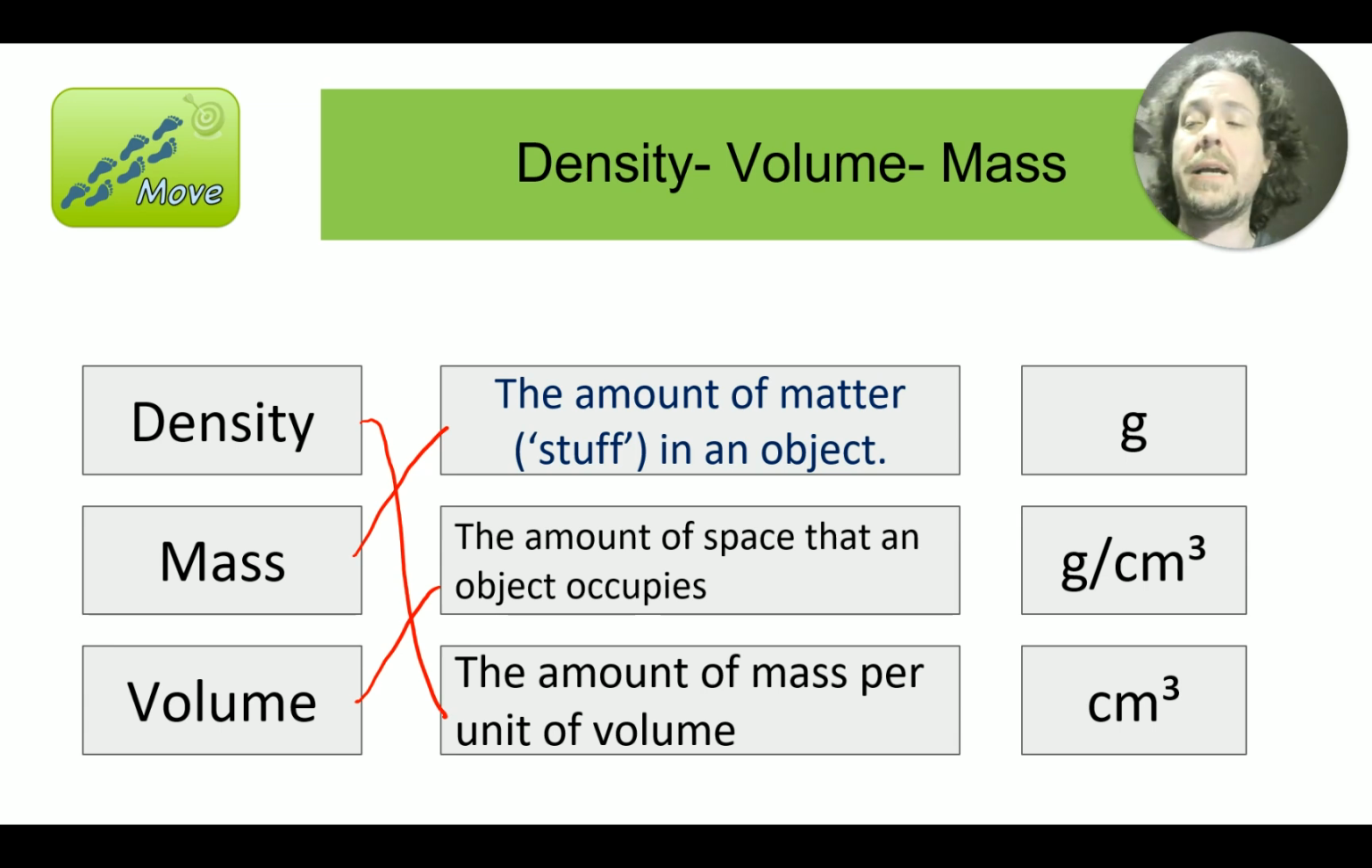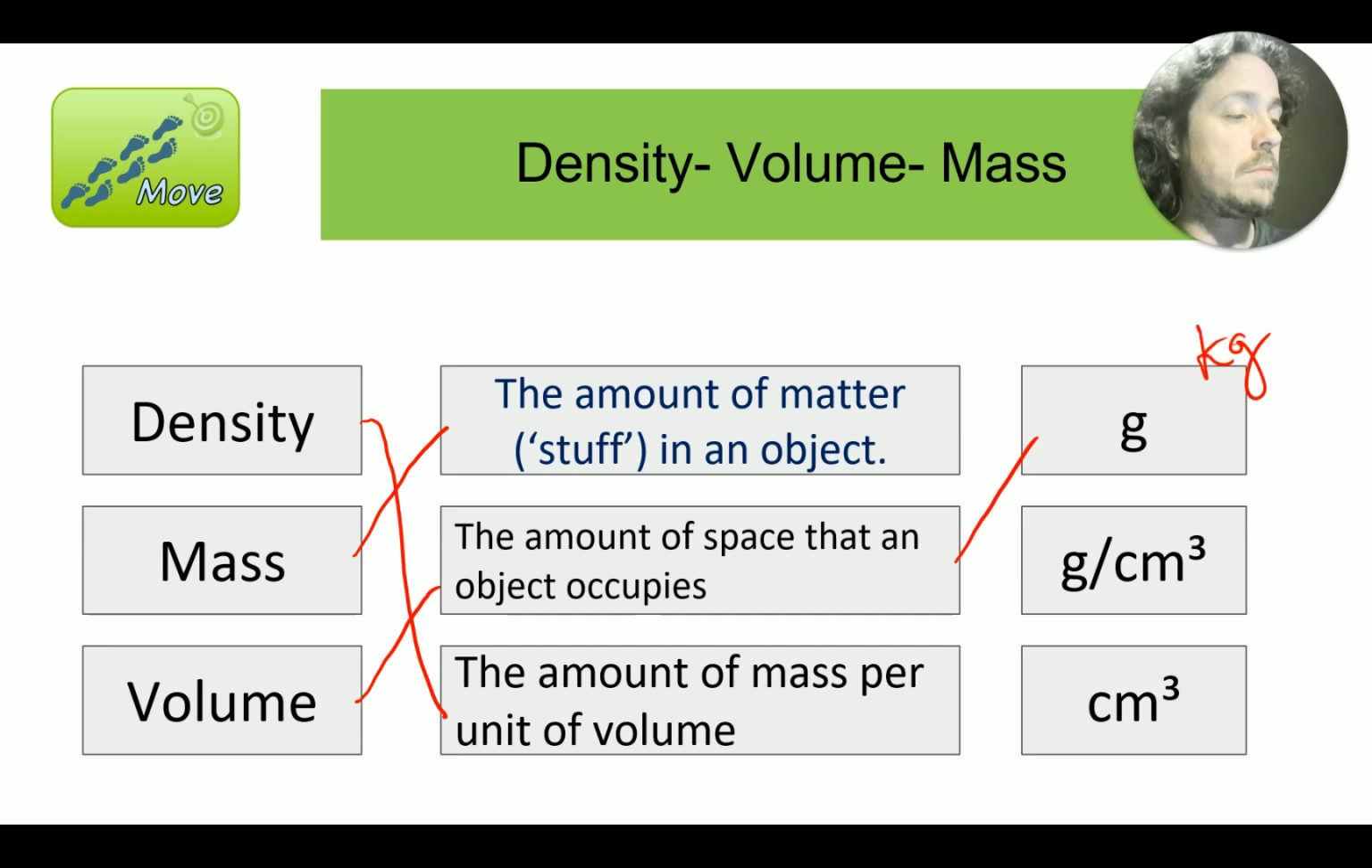Then we can think about the units of measurement. So the unit of measurement for mass is the gram, or it could be kilograms. The unit of measurement for density, well, let's do volume first, is centimeters cubed.